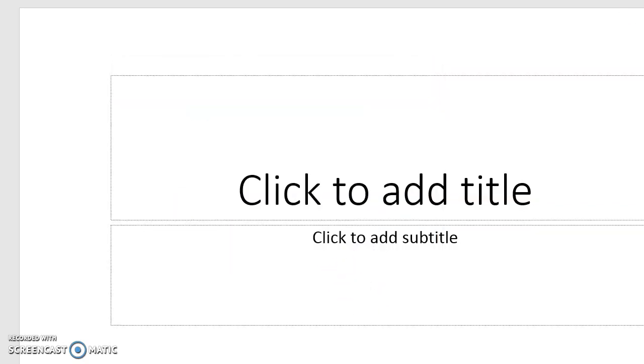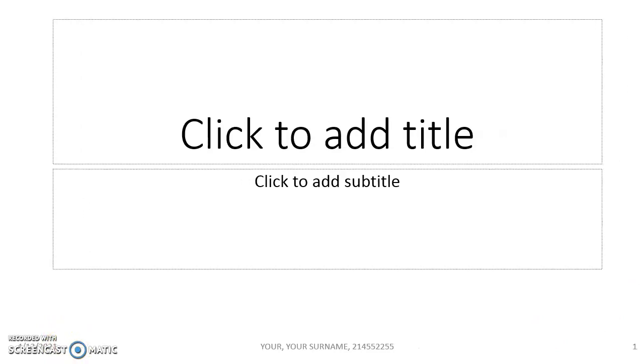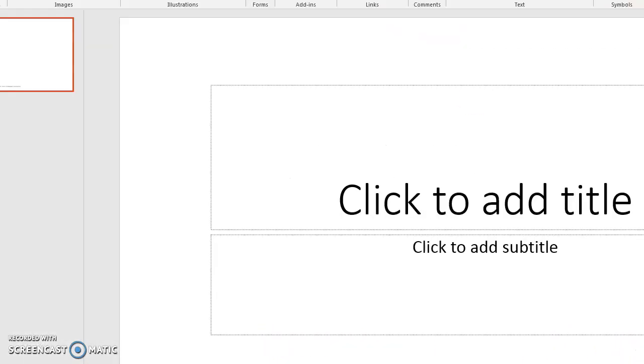As you could see, after you say apply to all, this is now the date appearing. This is now your name, your surname, and student number. They will appear here at the bottom. And then you have the slide number. Okay, now let's move on.